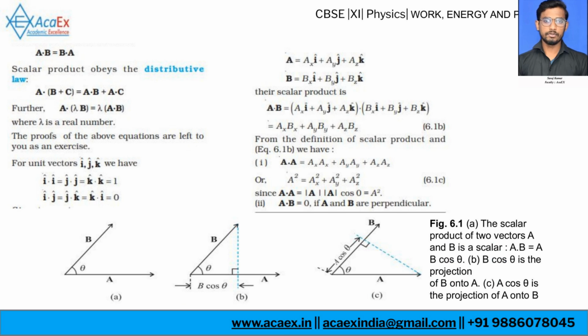A dot B equals B dot A. Scalar product obeys the distributive law. A dot (B plus C) equals A dot B plus A dot C. Further, A dot (lambda times B) equals lambda times (A dot B), where lambda is a real number. Proofs of the above equations are left to you as an exercise.